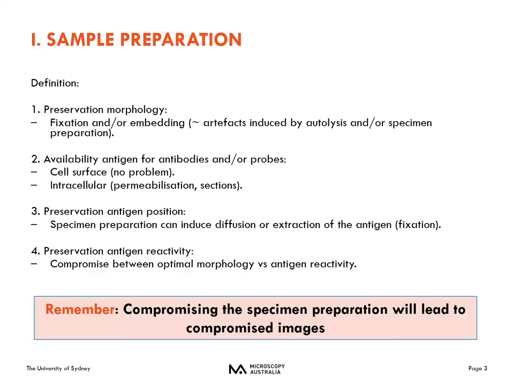When we talk about sample preparation, first, we make sure we preserve the morphology of the sample by fixation or embedding. During this procedure, artifacts might be induced by autolysis or during specimen preparation. Second, we have to make sure that antigens are available for the antibody or fluorescent probe. Third, we make sure we preserve the antigen positions, where they should be. And last, we have to preserve the antigen reactivity for the antibody or fluorescent probe to bind to. Please remember, compromising the specimen preparation will lead to a compromised image.